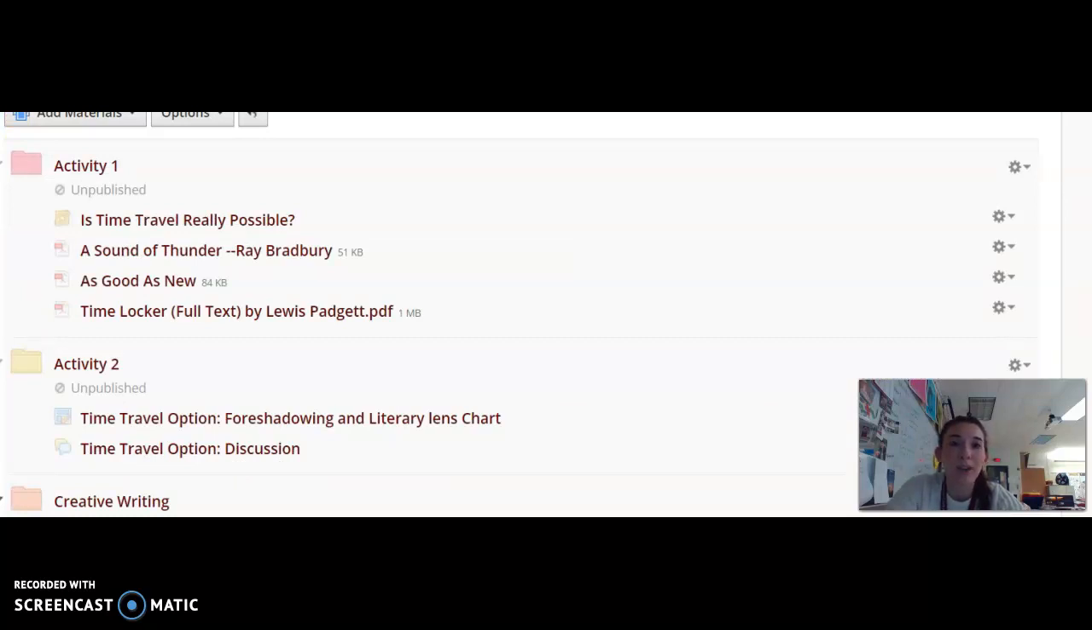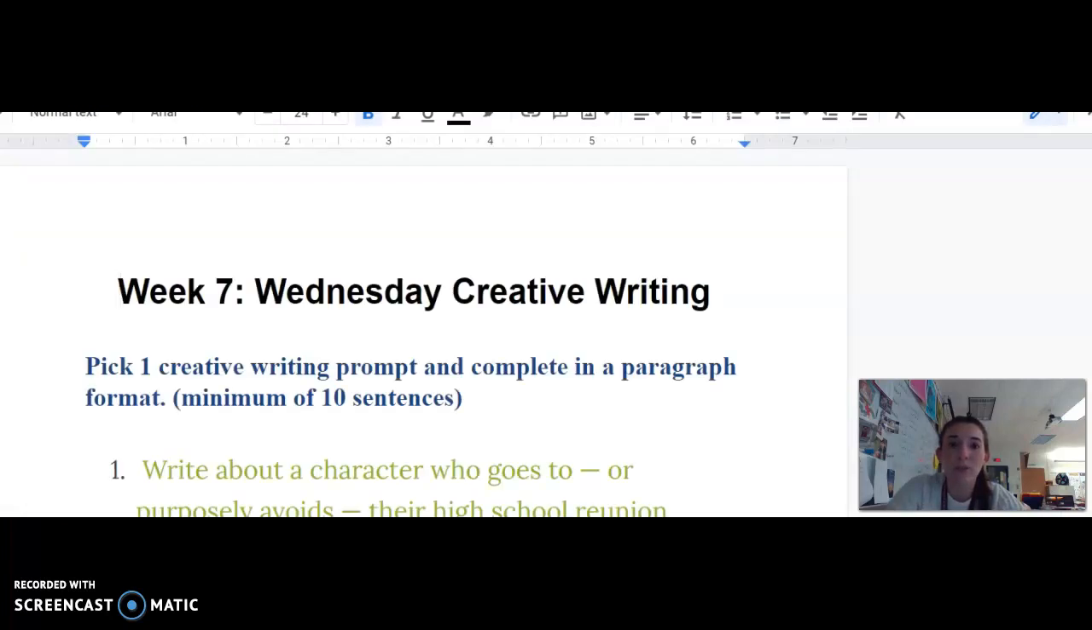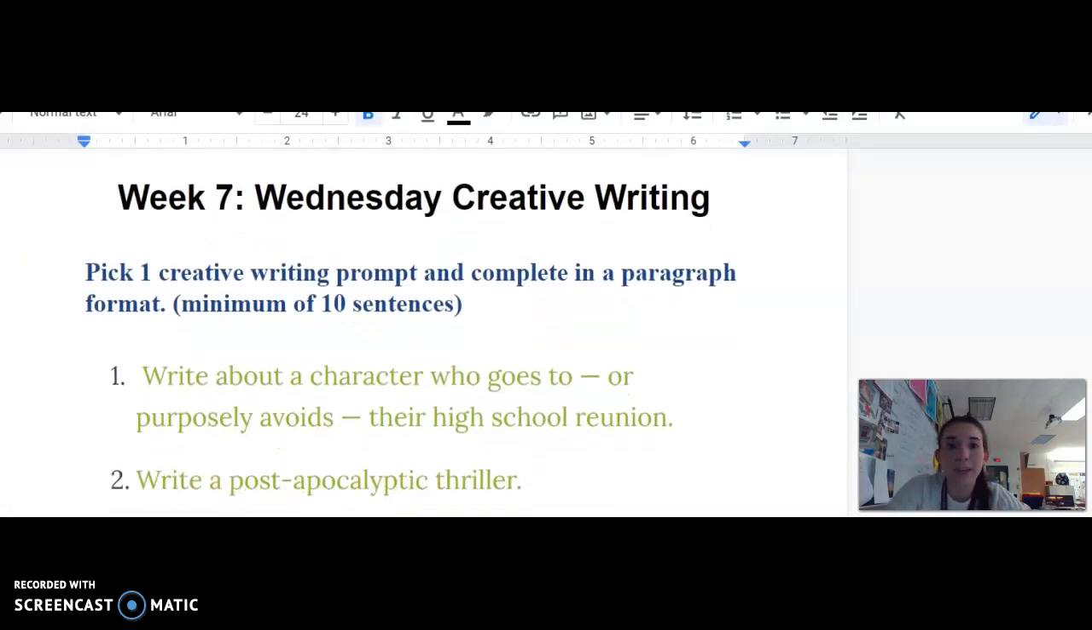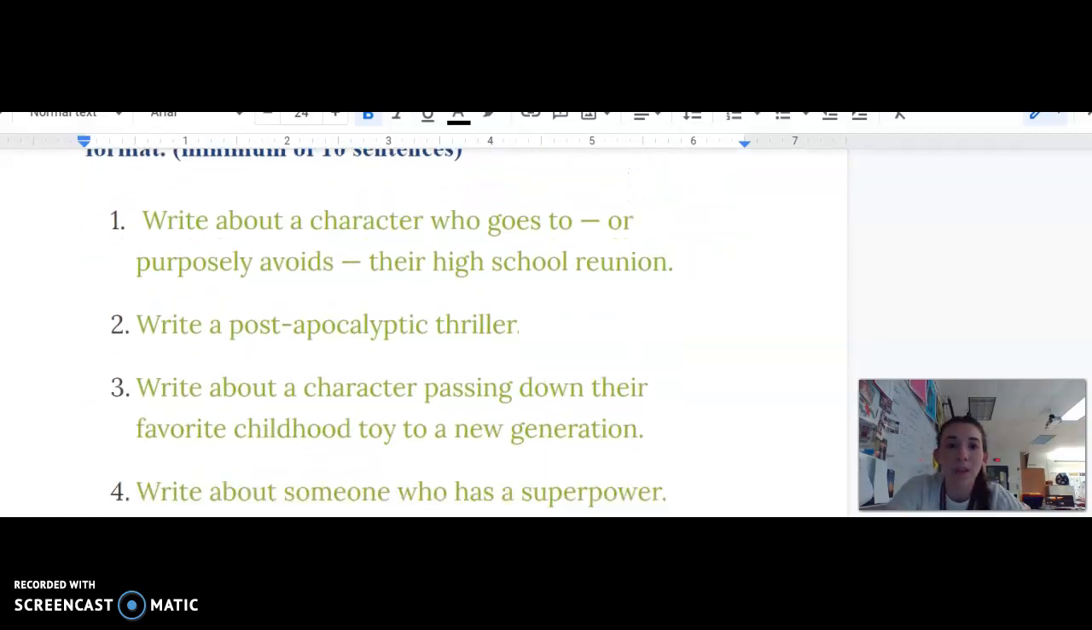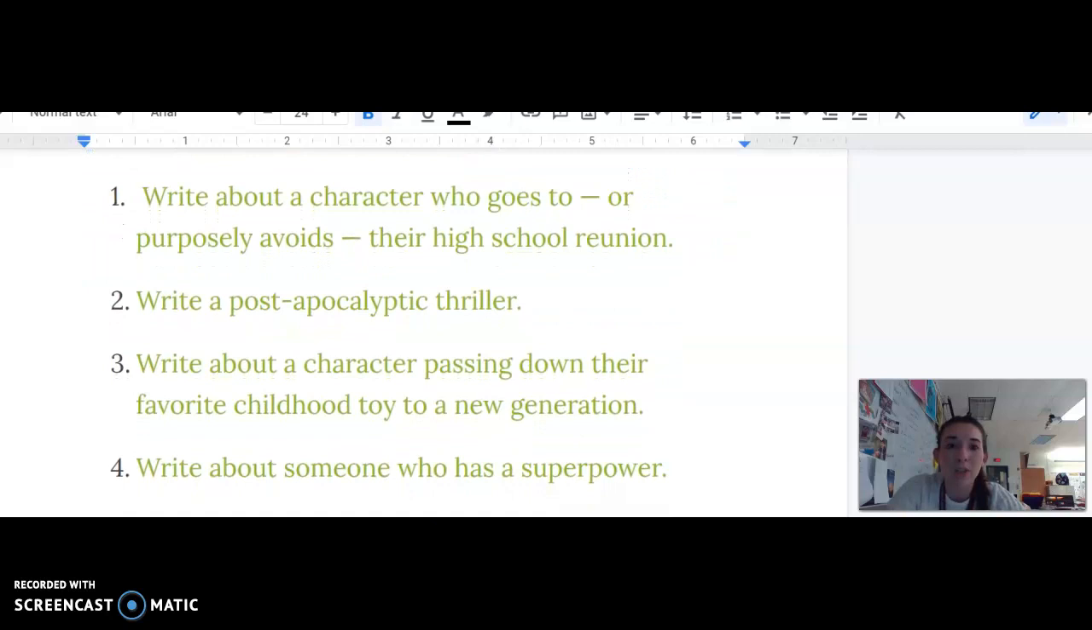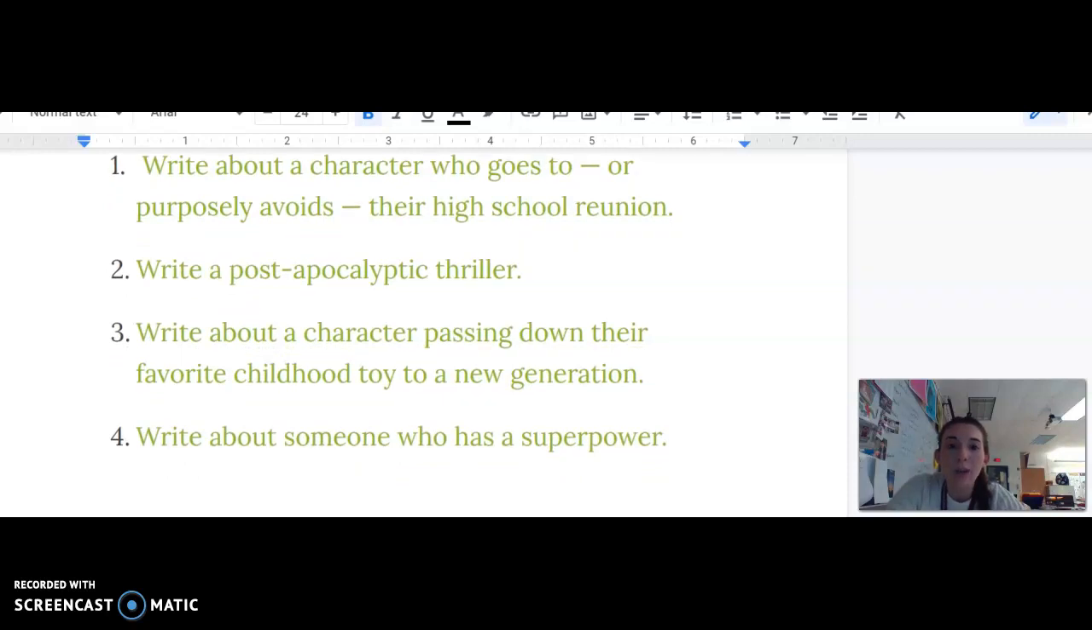We then have our creative writing. Our creative writing for this week, your options: write about a character who goes to or purposely avoids their high school reunion. Write a post-apocalyptic thriller. Write a character passing down their favorite childhood toy to a new generation. Or write about someone who has a superpower.